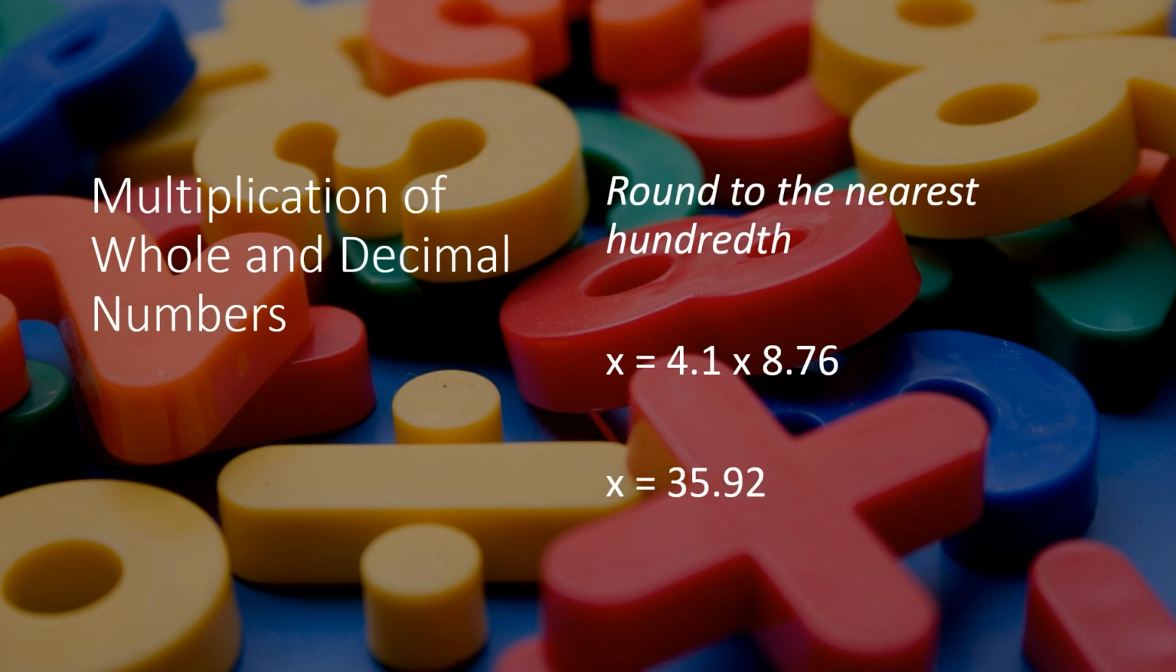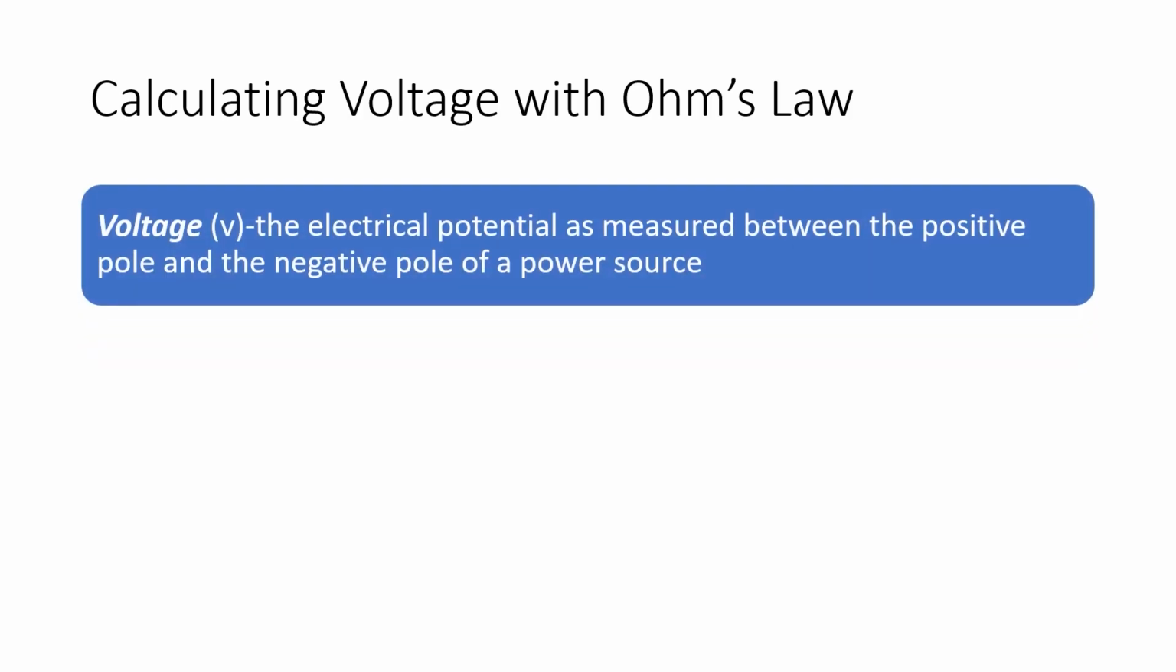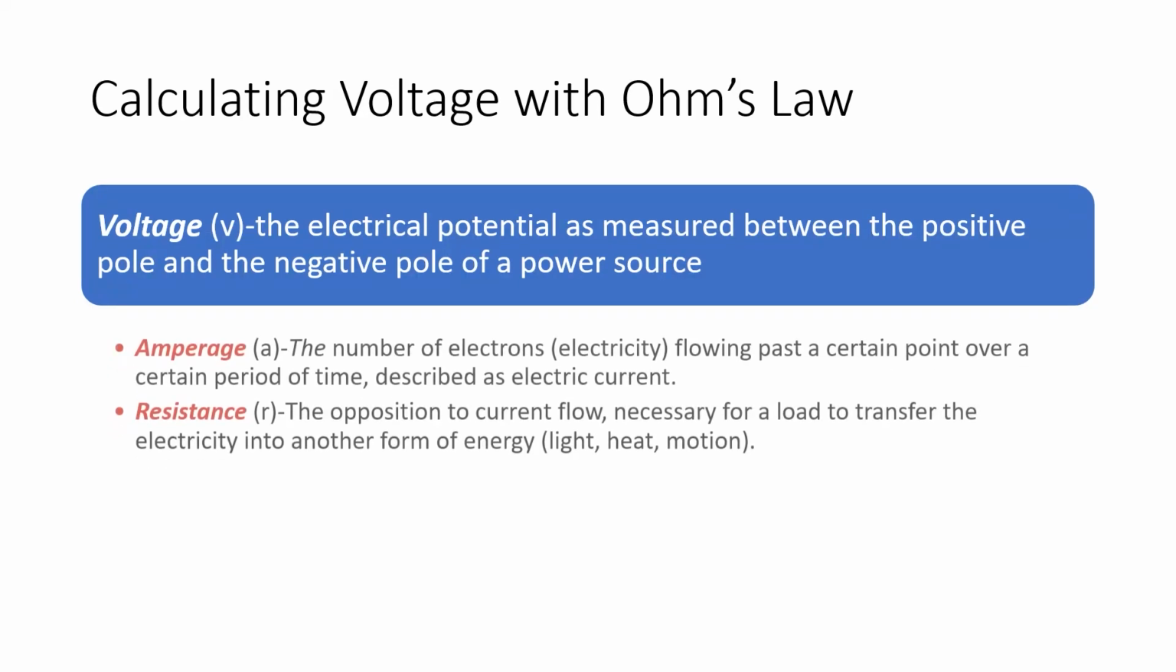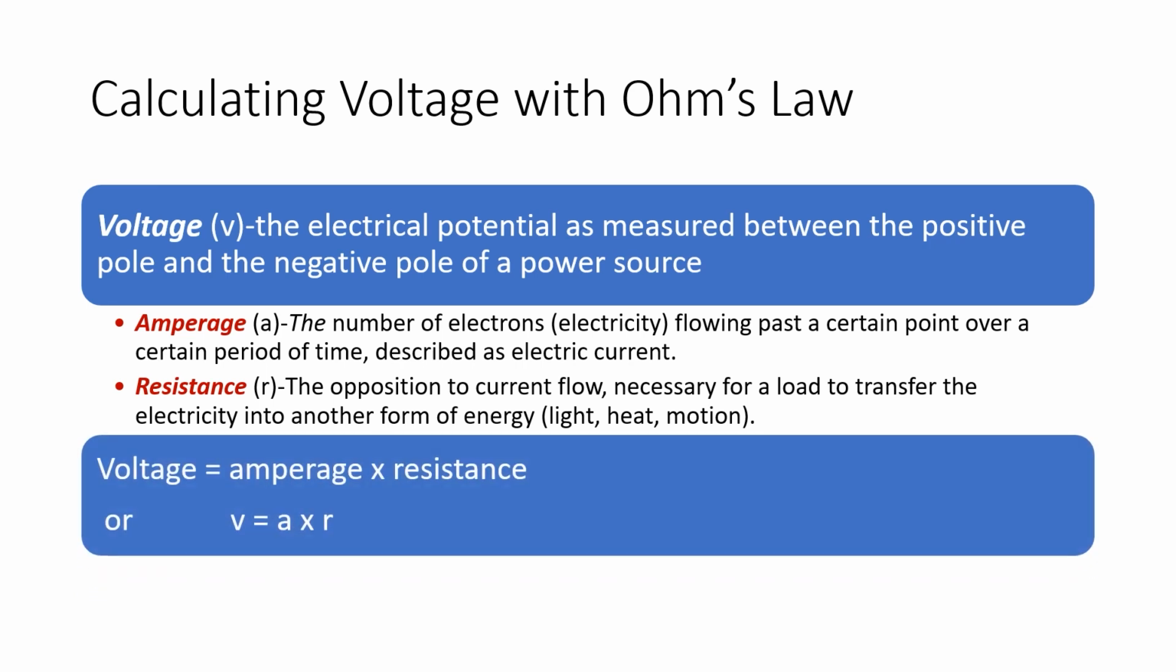This lesson is focused on using multiplication to calculate voltage. Voltage, as we've learned before, is the electrical potential as measured between the positive pole and negative pole of a power source. Voltage is related to amperage, which is the number of electrons or electricity flowing past a certain point over a certain period of time. It's also related to resistance, which is the opposition to current flow. Voltage can be calculated using the formula voltage equals amperage times resistance, or V equals A times R.